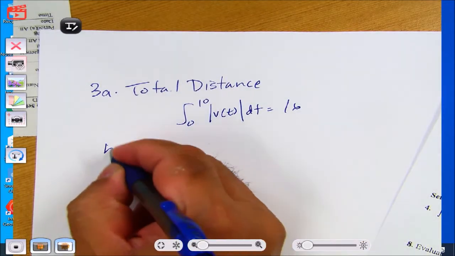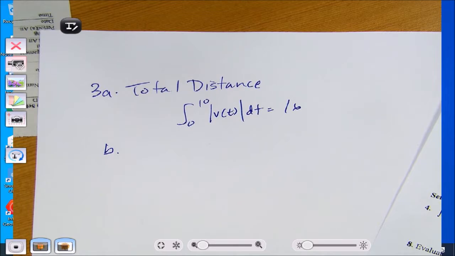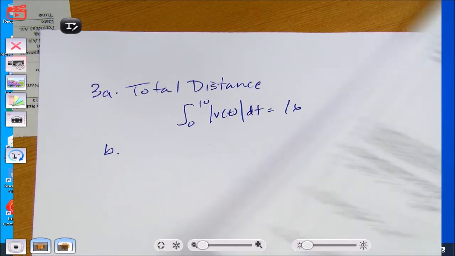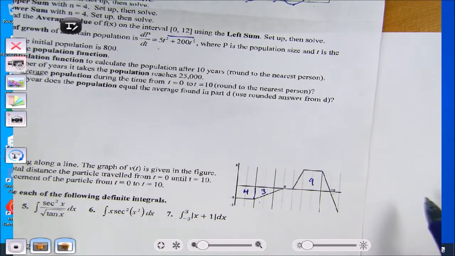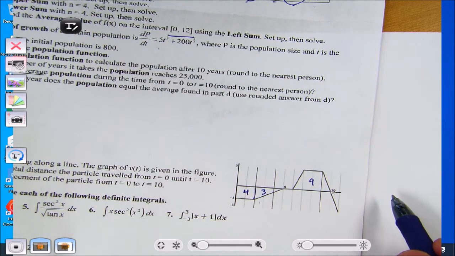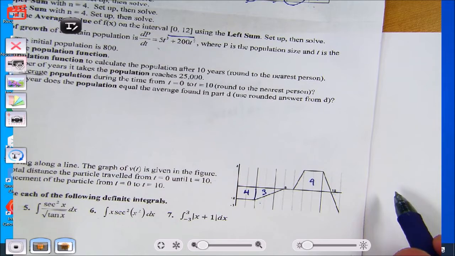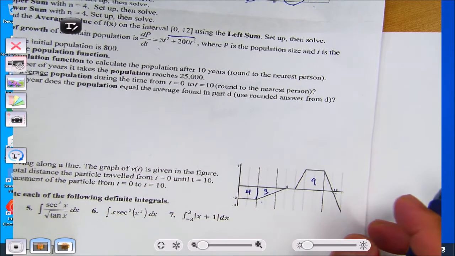Okay? B. You don't have to do this triangle at the end? That's after 10. This area is after 10. Not all of it though. Not all of it? It looks like it. You're reading too much into it, buddy. Just say all of it is.